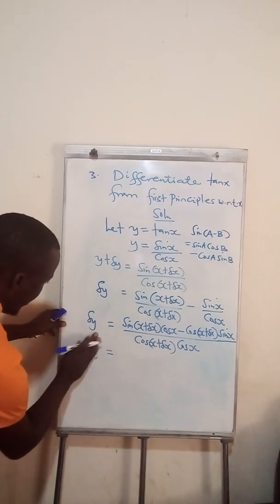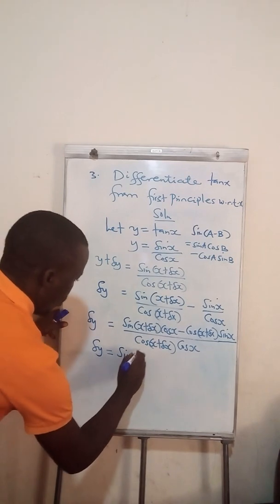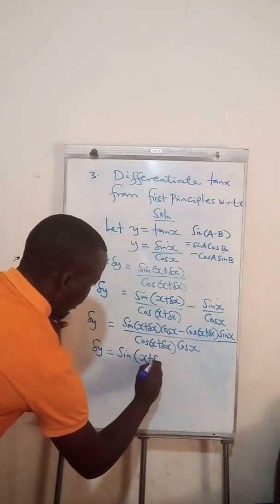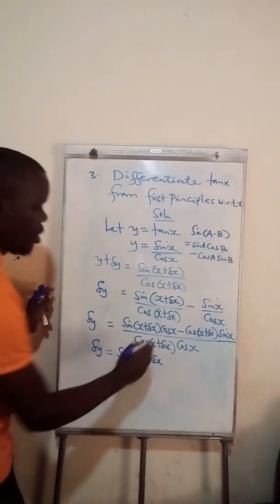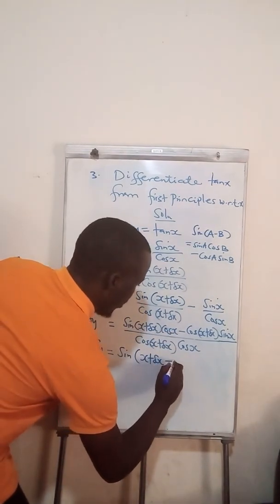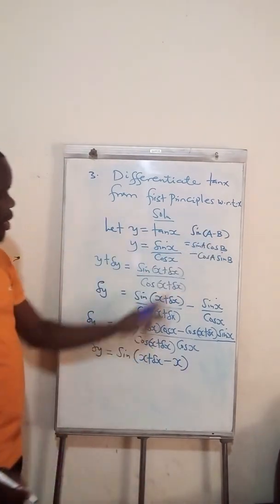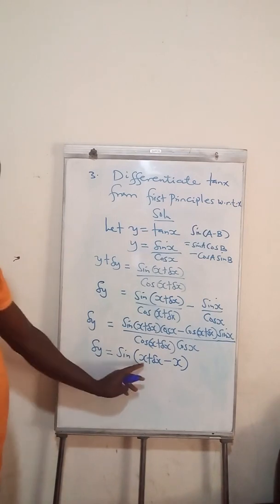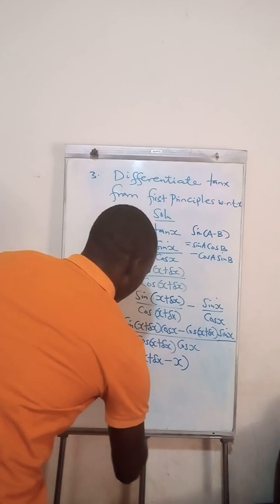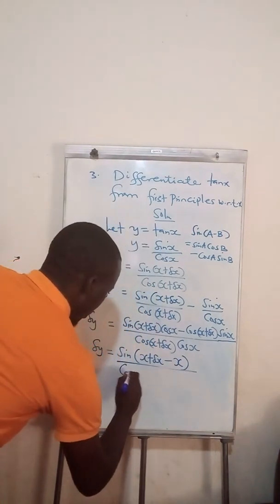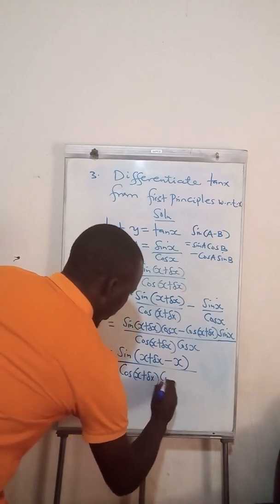I'll say delta y. Delta y is equal to sine of x plus delta x. Remember, this is our A. Then x is going to be our B, so I will say minus x, because I said we're using A minus B. So when you compare, A corresponds to x plus delta x and B corresponds to x. All this divided by cos of x plus delta x, then cos of x.